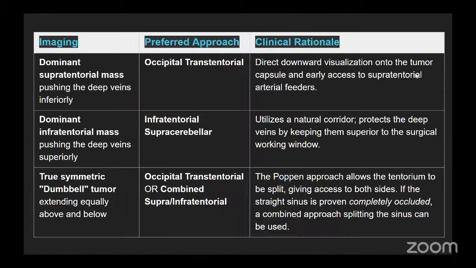This is a simple summary. I have an algorithm from the MEFT as well. If it is a dominant supratentorial mass, with the vein of Galen pushed inferiorly, we can go occipital transtentorial if it is a unilateral mass, or contralateral, but the contralateral extension is not big. If it is a dominantly infratentorial mass, obviously the Krause's approach is very good. Then if it is a dumbbell tumor, a truly symmetric tumor, we can go combined supra-infratentorial or the BOT approach.